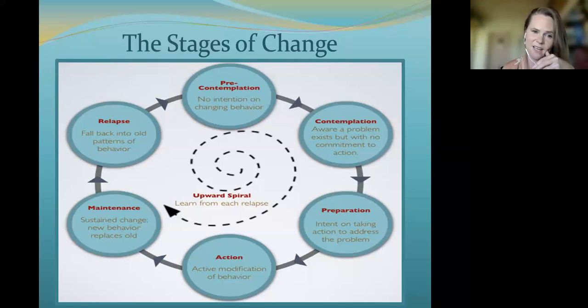And one of the progenitors of the stages of change, Carlo DiClemente, has a series of beautifully written essays talking about how it really is a paradigm change to help people understand that relapse is not a sign of failure. In fact, it's a very rich learning opportunity. So an important part of framing the stages of change there.